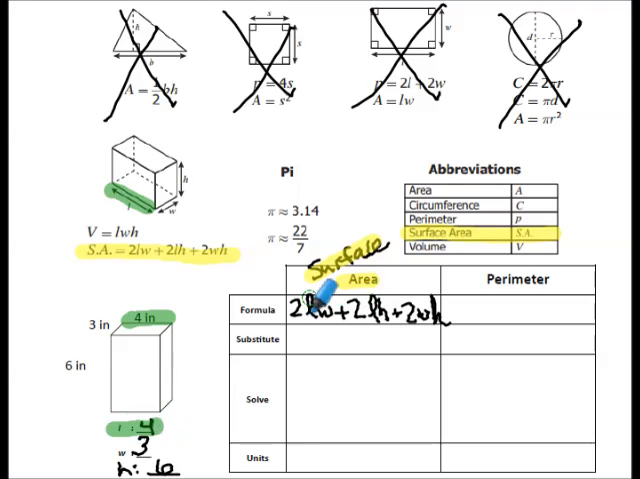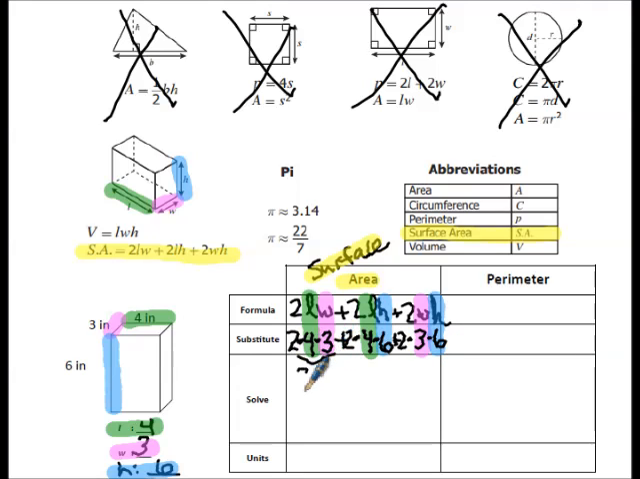So our length was 4 inches, so every time we see the length we're going to put 4. Our width was 3 inches, so every time we see the width we're going to put 3. And our height was 6 inches, so every time we see the H for height we're going to put 6. So 2 times 4 times 3 plus 2 times 4 times 6 plus 2 times 3 times 6 will give me my surface area. So 4 times 3 is 12, times 2 is 24.